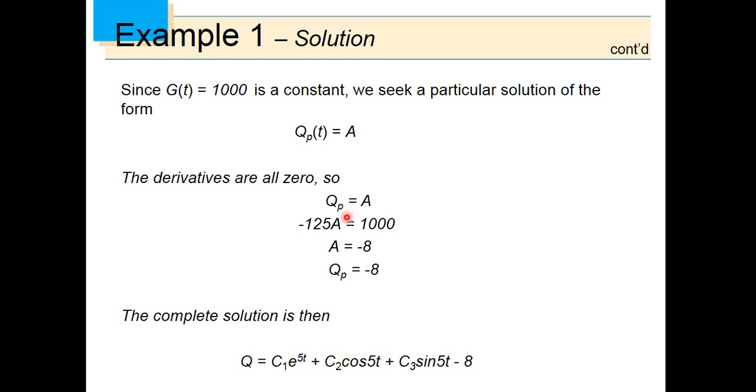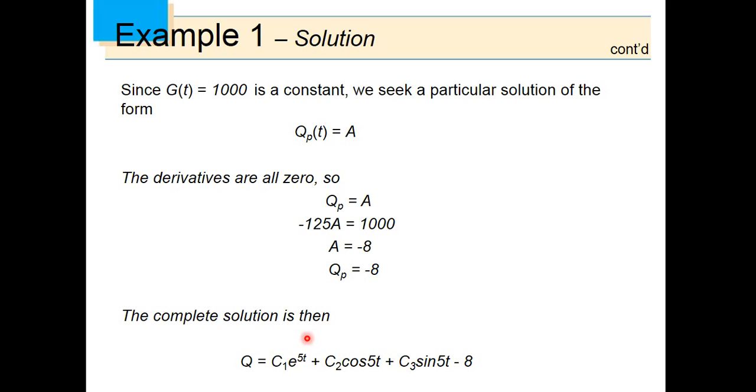So it would be then negative 125a, replacing the q in the previous equation by a, equal to 1000. The 1000 is the exact function, in this case a constant, that is written on the right side of your DE. The purpose of this is for you to find the value of this undetermined coefficient, and that's negative 8. Since you know already that it is negative 8, then in terms of the form that you have originally written, you need to substitute this one. So your q sub p is equal to negative 8.